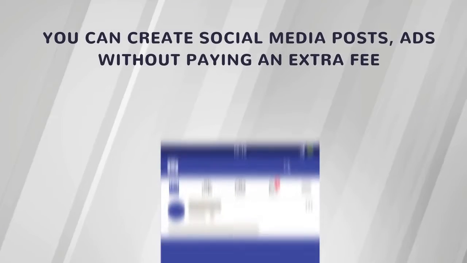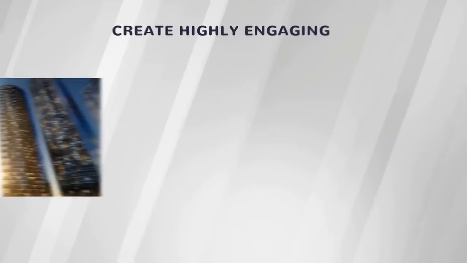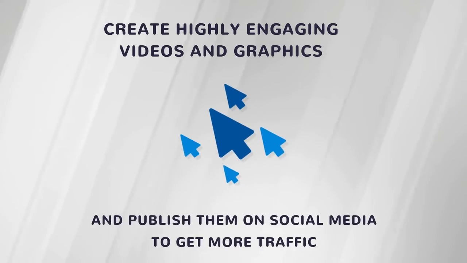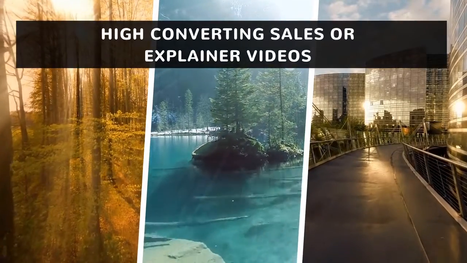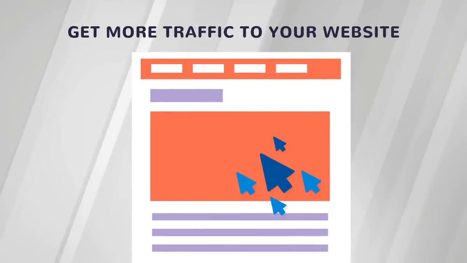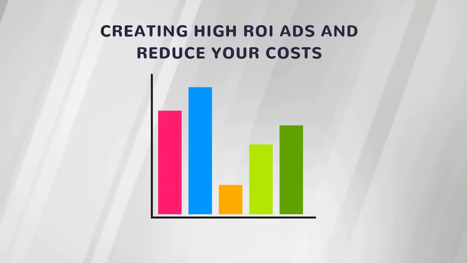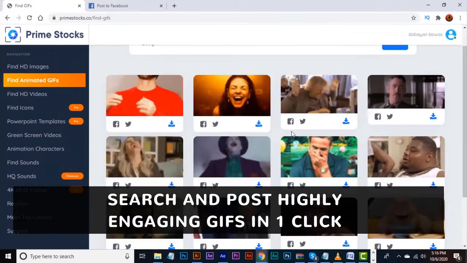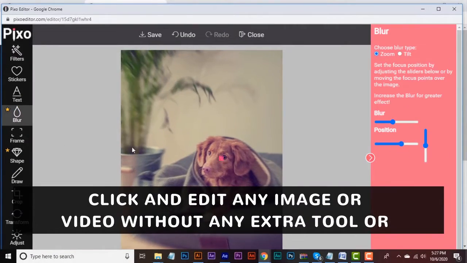You can create social media posts and ads without paying an extra fee for any app or software. Create highly engaging videos and graphics and publish them on social media to get more traffic. Use images and videos to create high-converting sales or explainer videos. Get more traffic to your website by ranking content and video on Google. Create high ROI ads and reduce your costs. Build brand reputation via content marketing. Search and post highly engaging GIFs in one click. Click and edit any image or video without any extra tool or subscriptions.